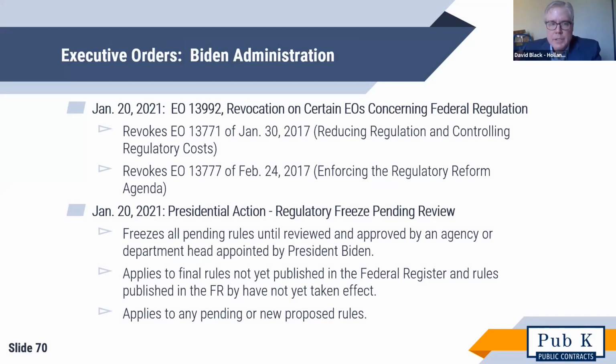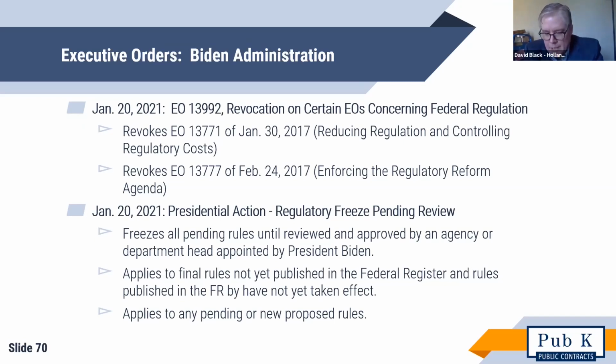Okay, so now we're going to shift gears and get into what we've seen in the past week. Inauguration Day was a busy day with executive orders that touched on or influenced federal procurement. Cara was alluding to this, on the second bullet on this page. The first one was to revoke a couple of early Trump executive orders about regulatory reform.